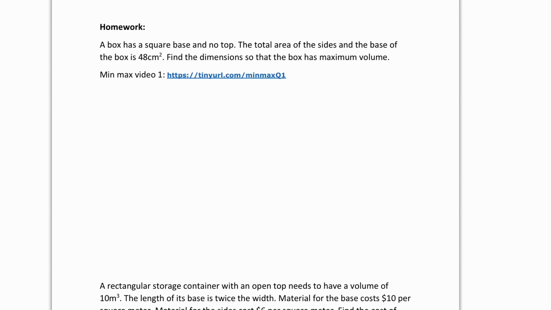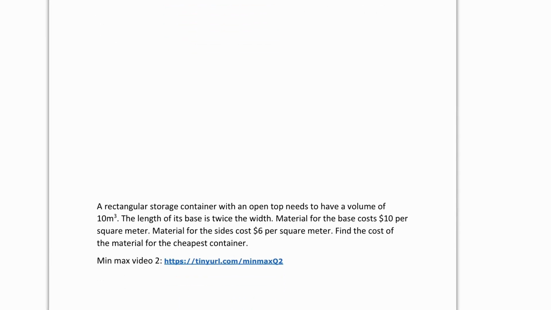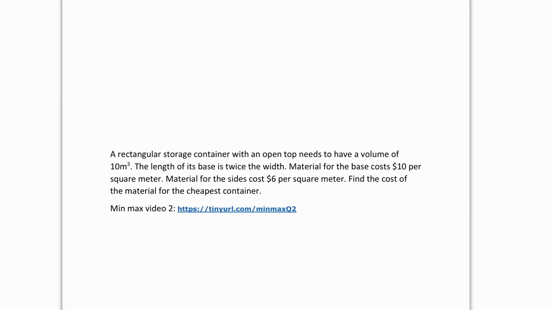Now for homework, there's a couple questions I want you to try. So here we have a box with a square base, and the video is at the min-max Q1. And then here's another question with a rectangular storage container, and you have to deal with the cost. Again, this is Q2. So make sure you try these two for homework and then watch the videos to make sure you got the correct answer, or if you got stuck, to help you out with it.